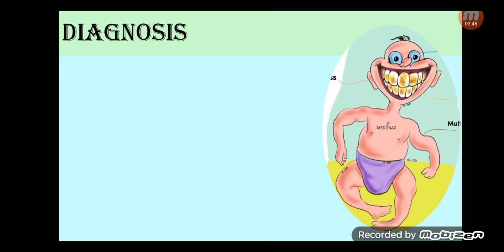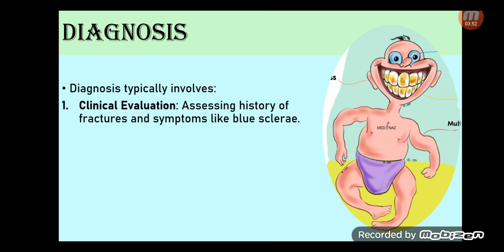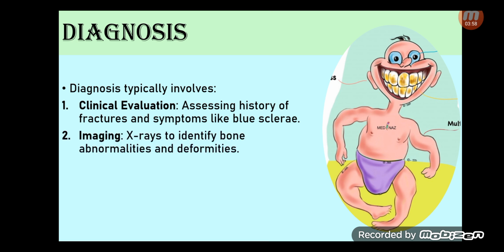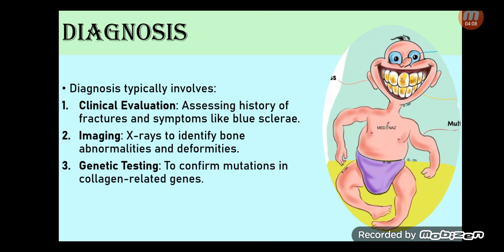Now we will talk about diagnosis of osteogenesis imperfecta. Diagnosis of osteogenesis imperfecta typically involves clinical evaluation, that is assessing history of fracture and symptoms like blue sclera. Then it involves imaging techniques that are X-rays to identify bone abnormalities and deformities. Then we can also do genetic testing for diagnosis, that is to confirm mutation in collagen related genes. And we can also do bone density test to evaluate bone strength.